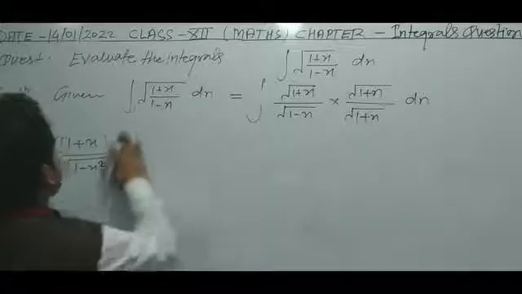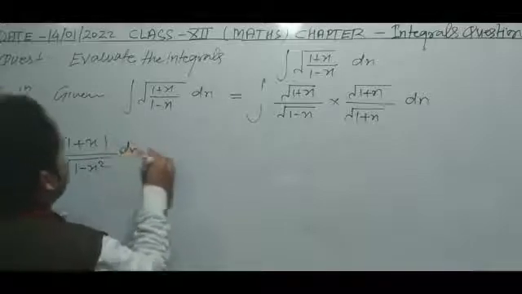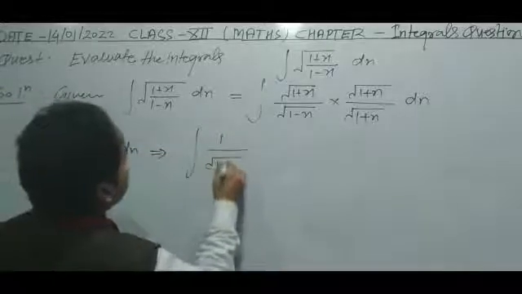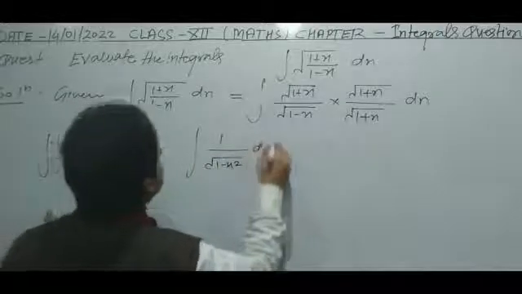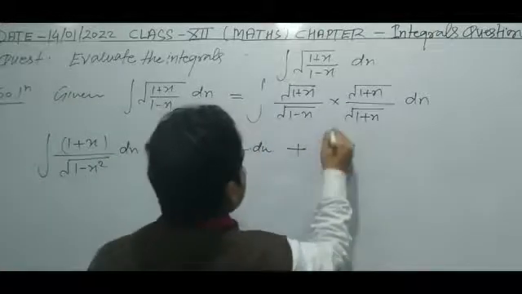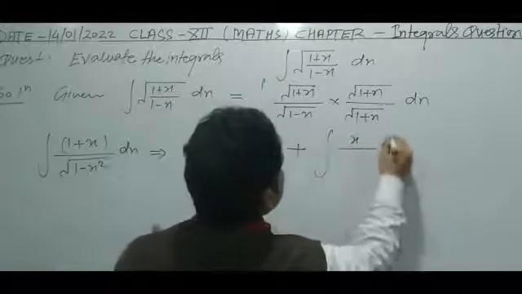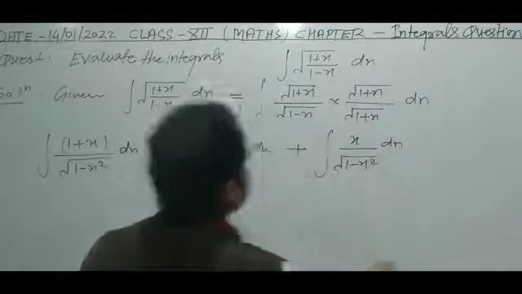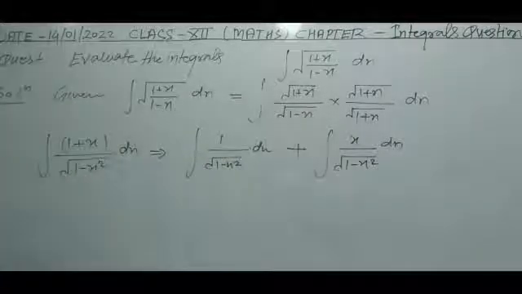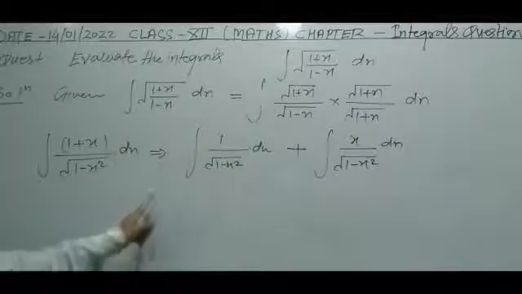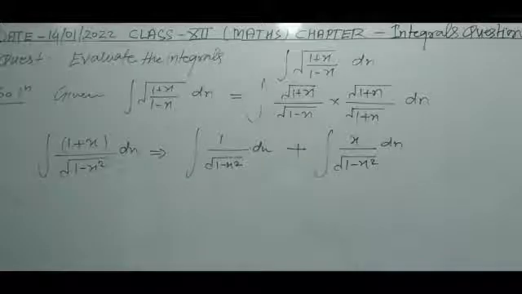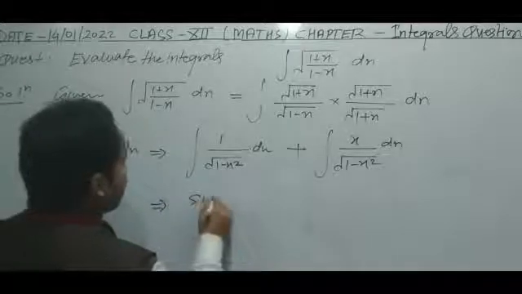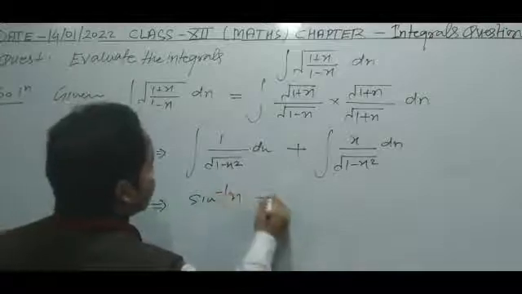Now this one we can split: integration of 1 upon root over 1 minus x square dx plus x dx upon root over 1 minus x square. Now you know its integration is sine inverse x.